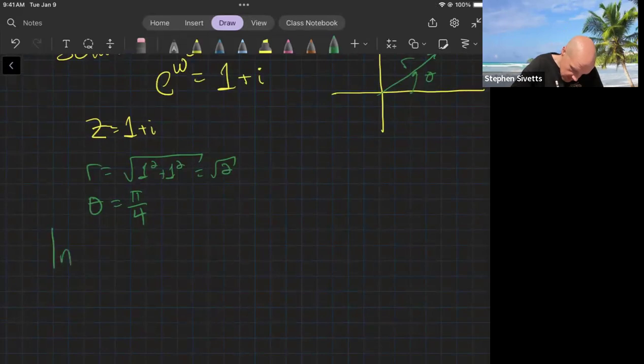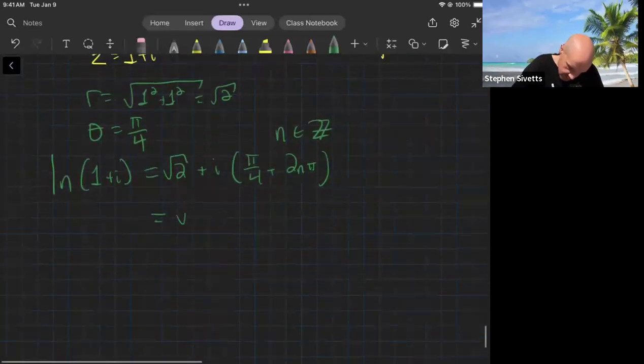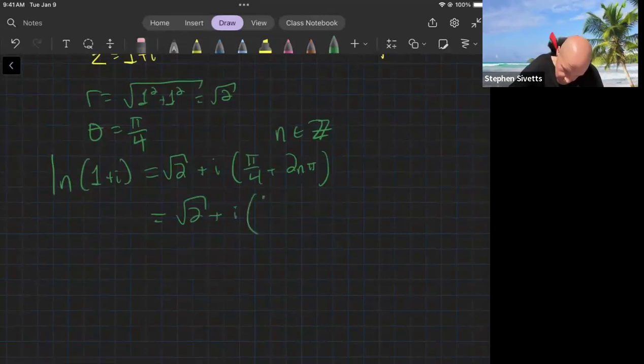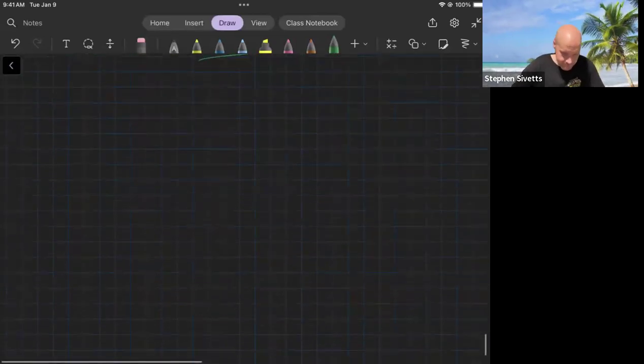So now we can write out the natural log of 1 plus i. Well, this equals the natural log of root 2 plus i times pi over 4 plus 2n pi, where n is an integer, right? And so this equals the natural log of root 2 plus i times pi times (8n plus 1) over 4. Okay. So these are the different solutions for the natural log of 1 plus i.